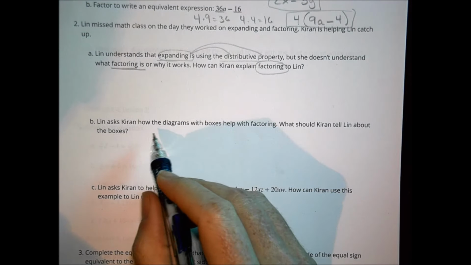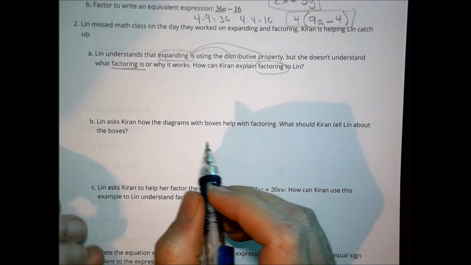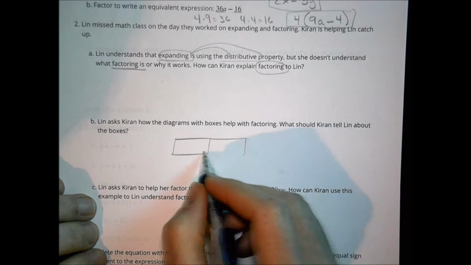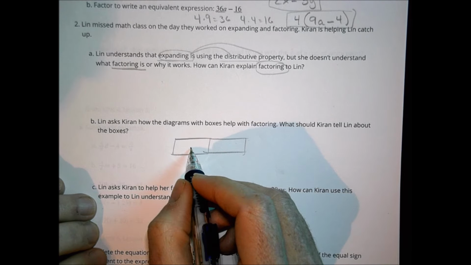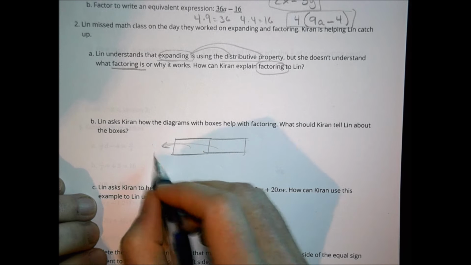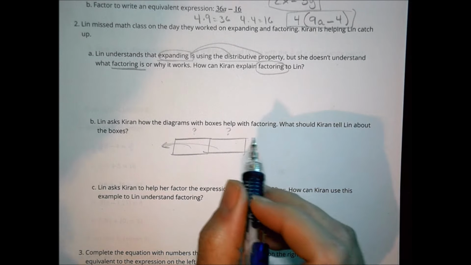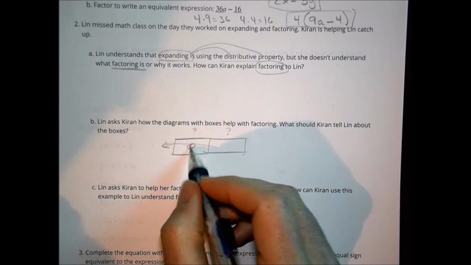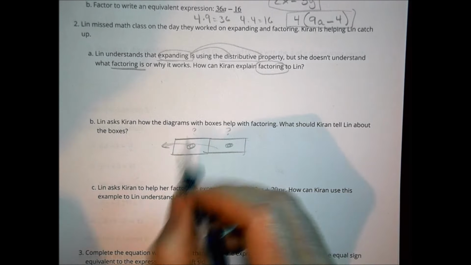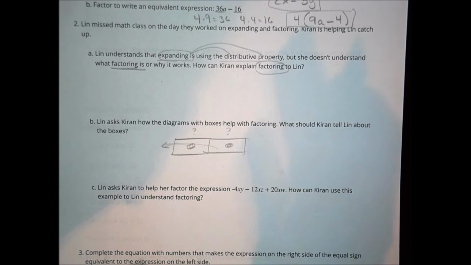So when Lynn asks Kieran how the diagrams with boxes help with factoring, what should she tell Lynn about the boxes? Well, whatever you have in the boxes, right? You have these boxes here. We're going to take something out of each box and put it on the outside. And that thing is what we're factoring out in order to figure out what's going to go here and here. So what's inside the box becomes the product of these things multiplied together. But what is outside is what you can factor out. And that's how that typically works there. And so that's something you can write in your own words.